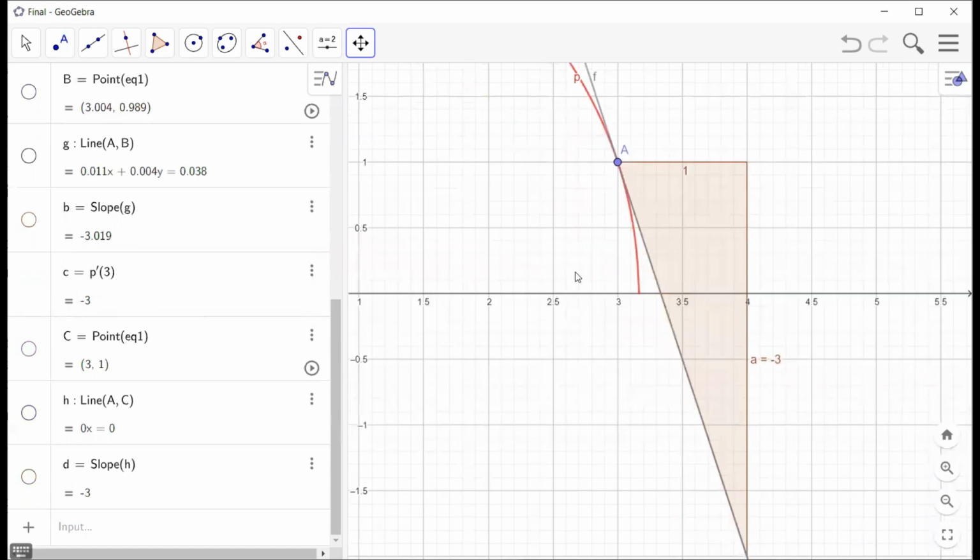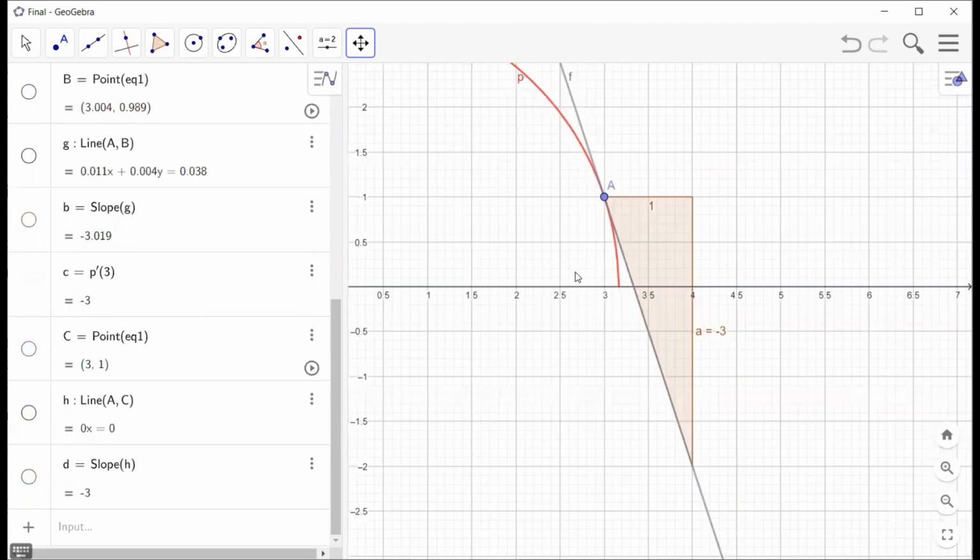You will see that if we have a right angle triangle like this, the slope will be -3. So by the first method, we have the slope of the tangent at A equal -3. By the second method, by using the secant, the slope also is -3. By asking GeoGebra to calculate the slope of the tangent at A, the answer also is -3.